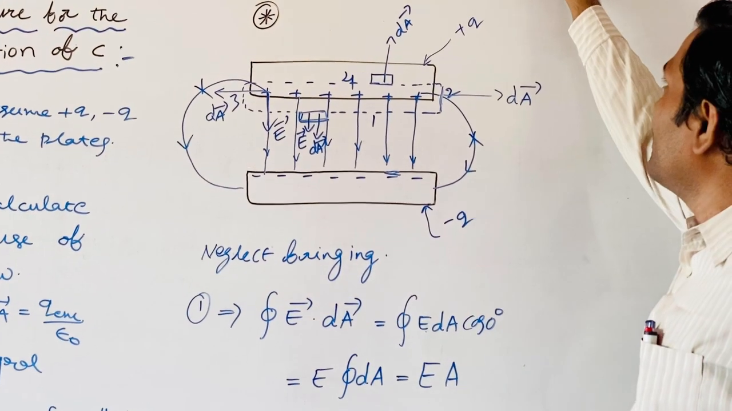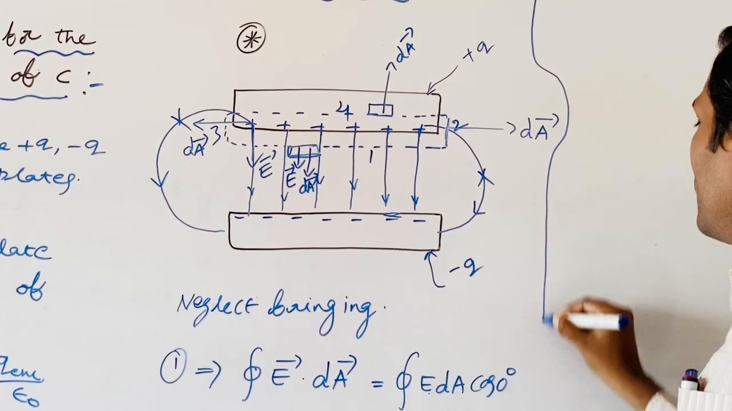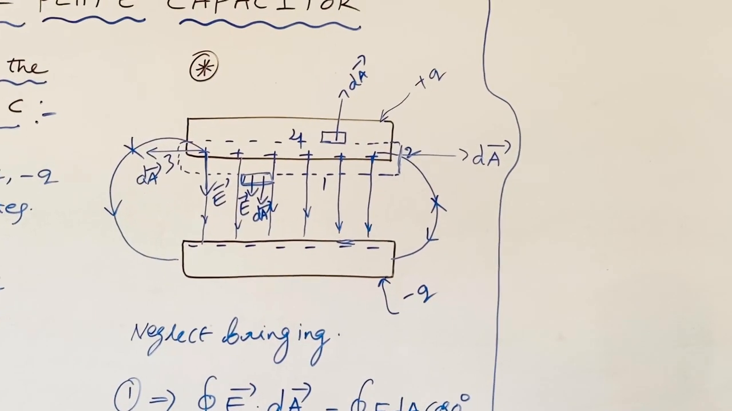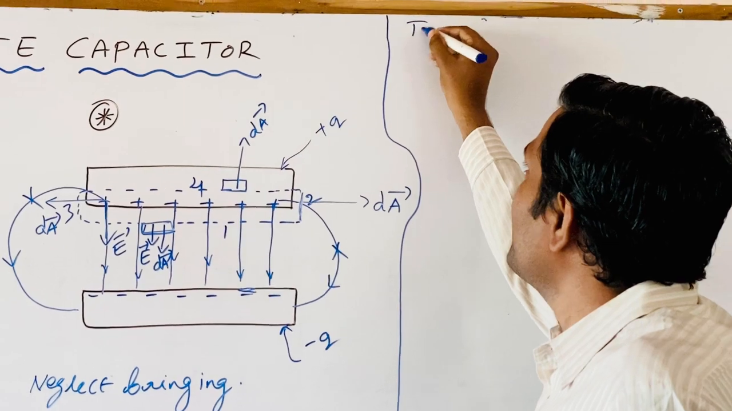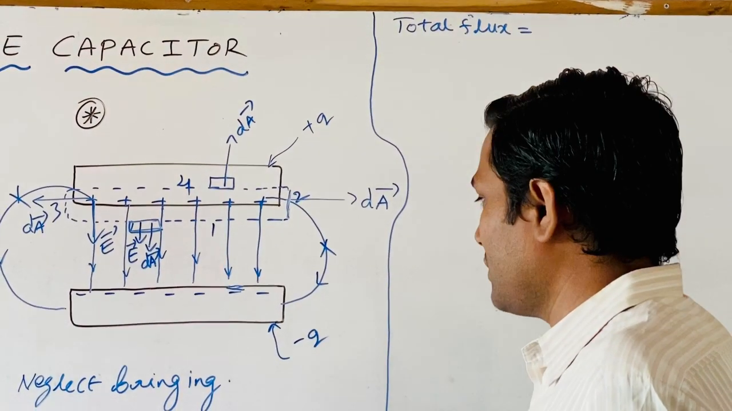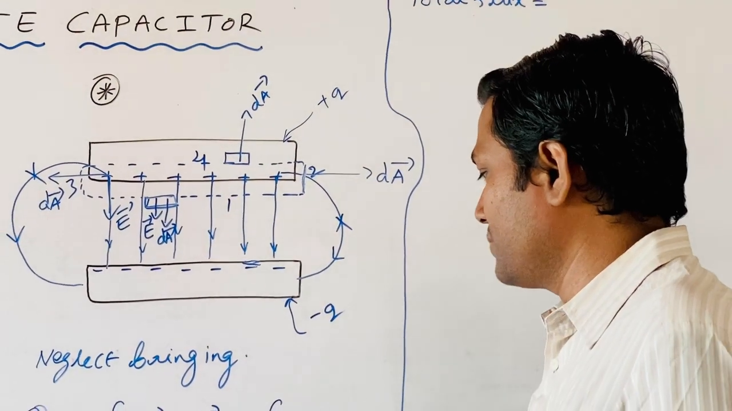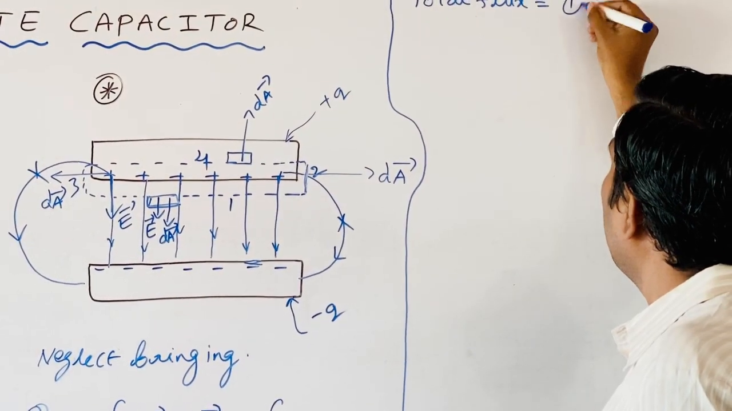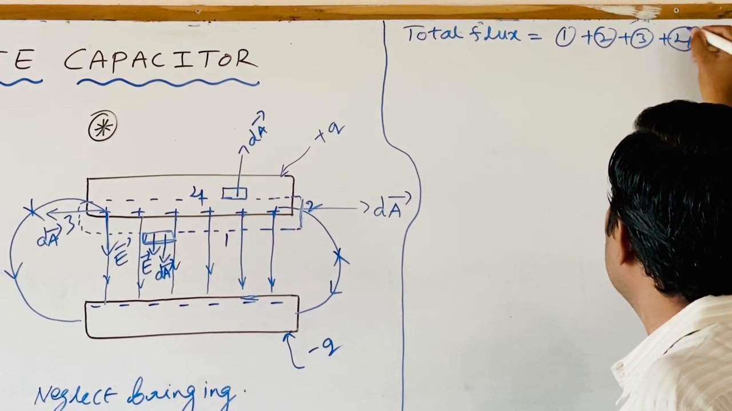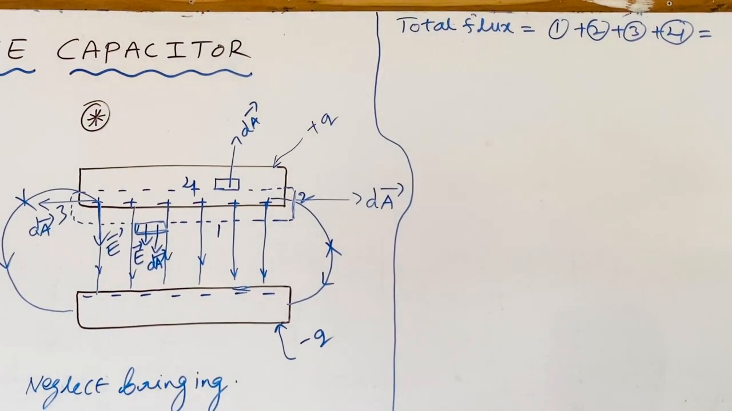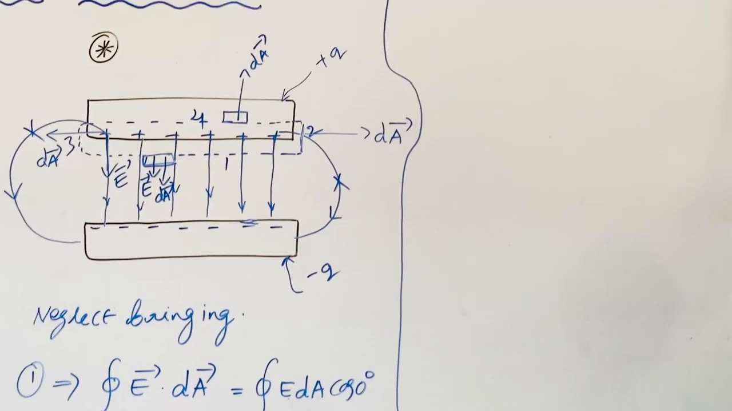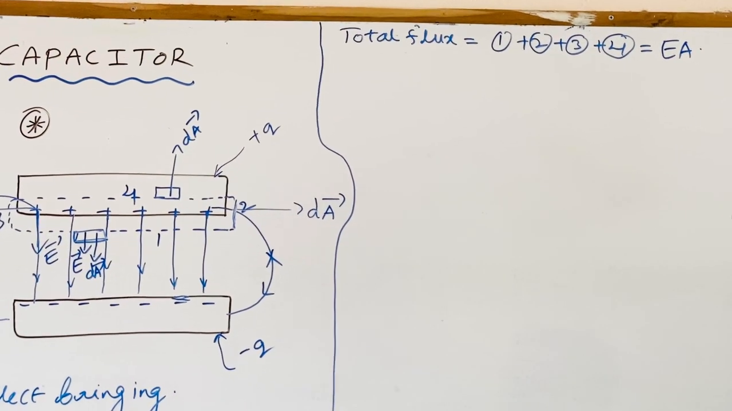Okay. Now, is the second step over? No, not over. We still need to calculate the total flux. So what is the total flux here? The total flux is equal to the sum of all of these regions, 1 plus 2 plus 3 plus 4. What is this result? EA plus 0 plus 0 plus 0. Simply it becomes EA. Okay, so this is the total flux.